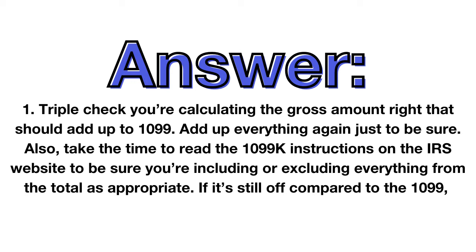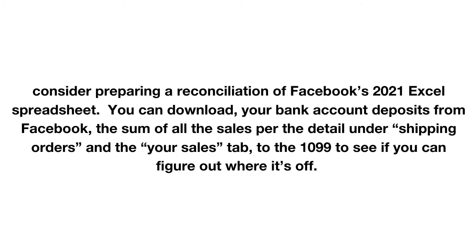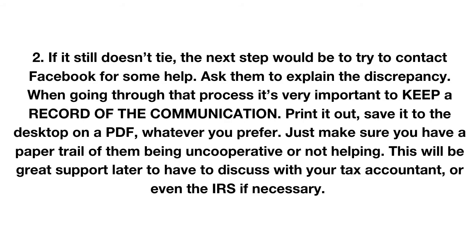If it's still off compared to the 1099, consider preparing a reconciliation of Facebook's 2021 Excel spreadsheet. You can download your bank account deposits, the sum of all the sales per the detail under shipping orders, and the Your Sales tab to the 1099 to see if you can figure out why it might be off. If it still doesn't tie together, the next step would be to try to contact Facebook for some help. Ask them to explain the discrepancy.